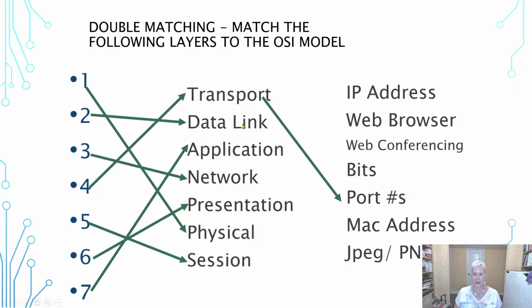Data link layer. So this is layer 2. So I'm moving from the bottom up. Number 2. MAC addressing happens there. A MAC address is a physical address that all devices have.